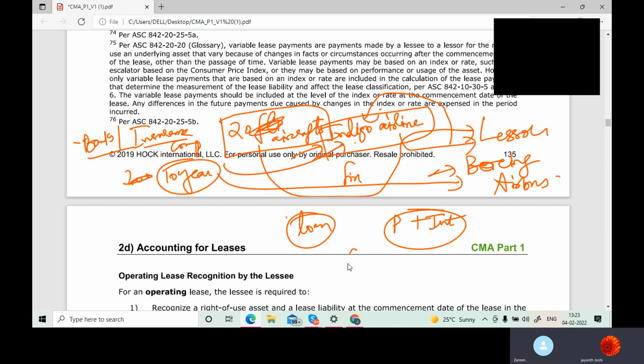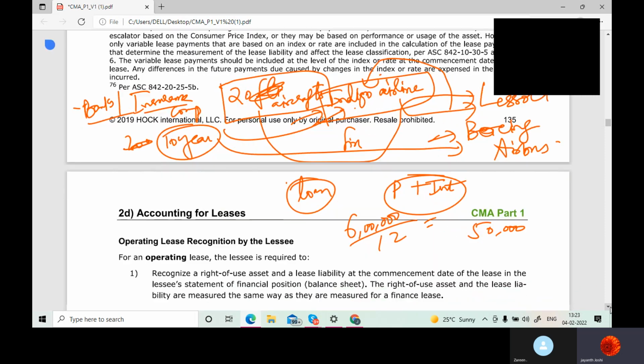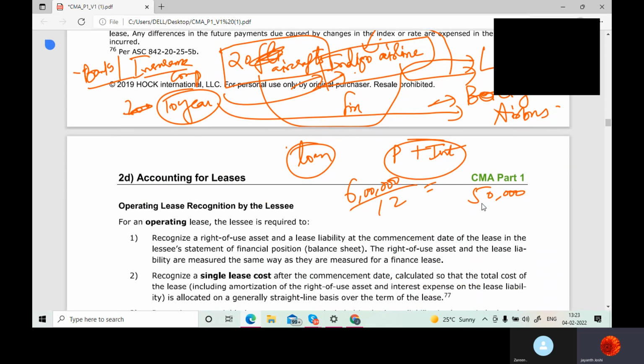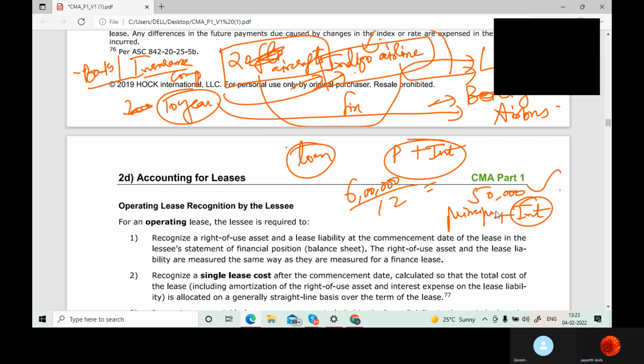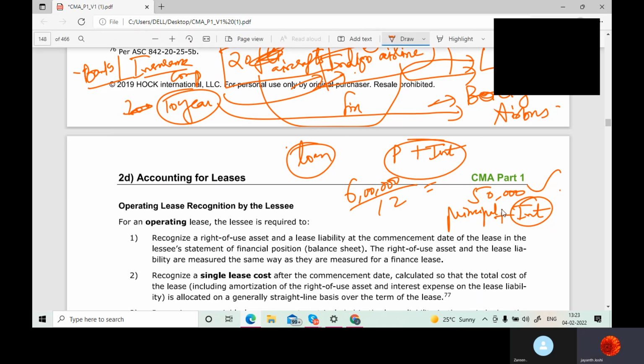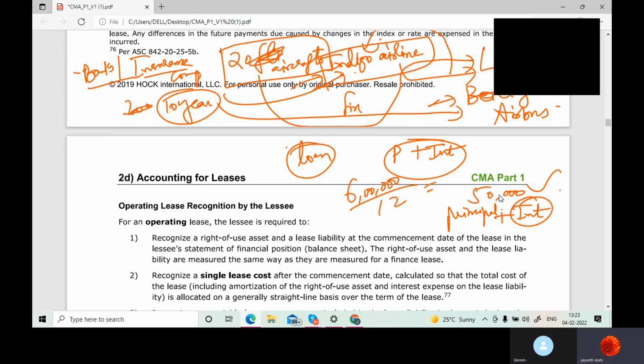suppose you take a property for 6 lakhs on lease for a year, divide by 12, 50,000 is what you need to pay every month for lease. And this will be a combination of interest, interest on outstanding amount, correct? And principal or the asset value, correct? So what happens in the first month, you make the 50,000 payment. Suppose the principal is 30,000, for example, that will be reduced from 6 lakhs and 5 lakhs 70,000, whatever is outstanding, on that interest will be charged.